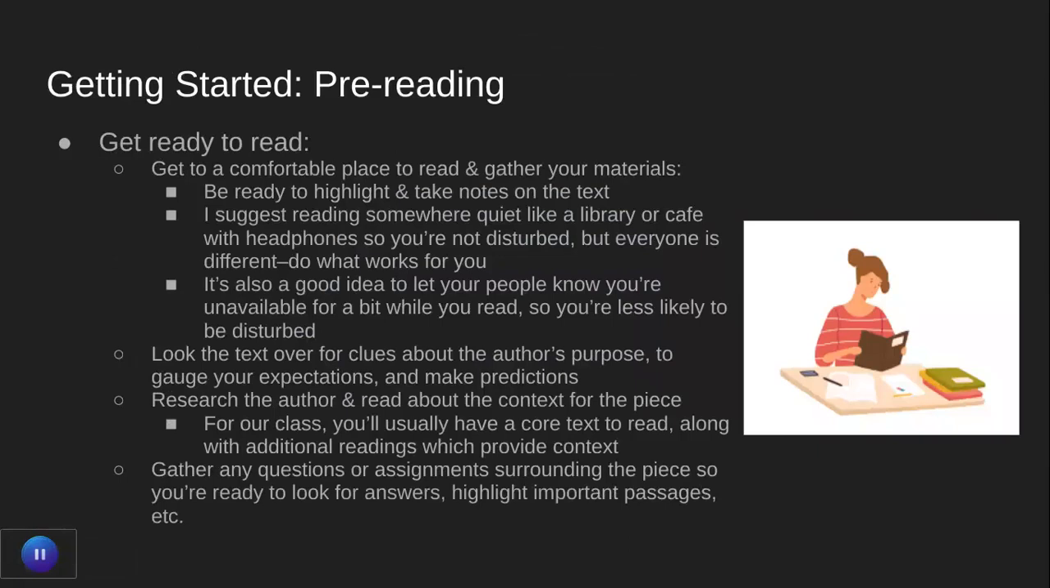Another thing that you should do to prepare is to research the author and read about the context for the piece. For our class, you'll usually have a core text that you're reading along with additional readings that I give you to provide context. Those are really important because they help us understand things like what was happening when the text was written, where it was written, things that might have mattered to the author that are significant. So make sure that you do check those out before you start reading, and you'll set yourself up for a much more successful reading experience.